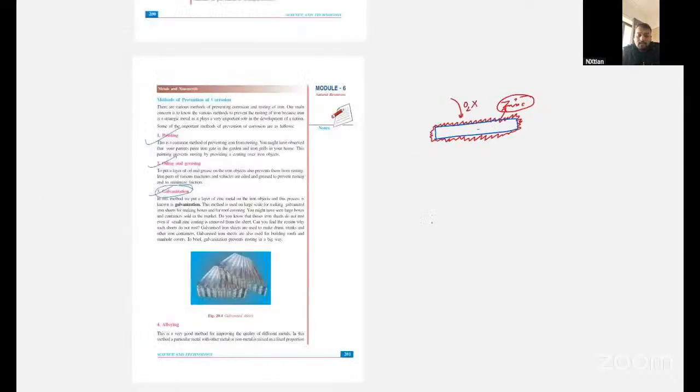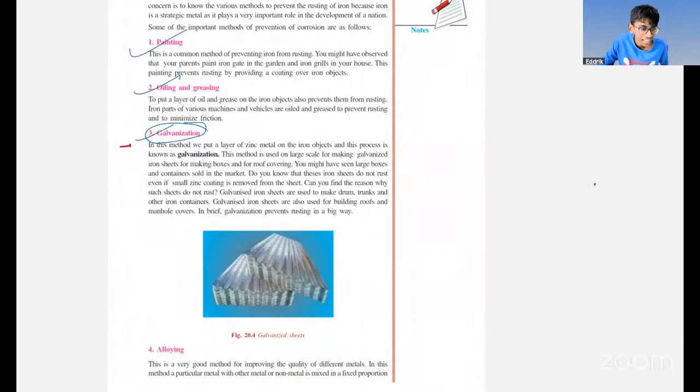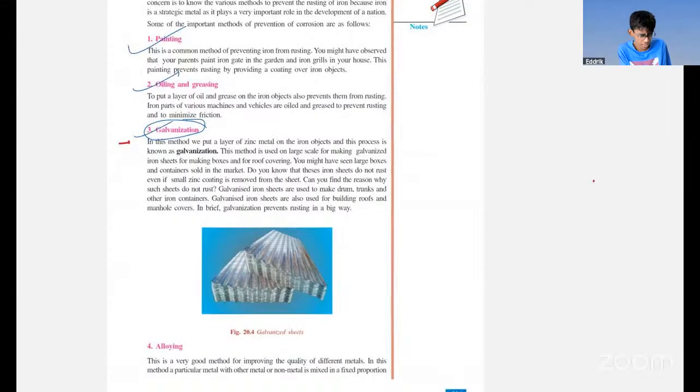So who will read? Eric will read. Eric, read this. Galvanization. In this method, we put a layer of zinc metal on iron objects, and this process is known as galvanization. This method is used on a large scale for making galvanized iron sheets for making boxes and for roof covering. You might have seen large boxes and containers sold in the market. Do you know that these iron sheets do not rust even if a small zinc coating is removed from the sheet? Can you find the reason why such sheets do not rust? Galvanized iron sheets are used to make drums, trunks, and other iron containers. Galvanized iron sheets are also used for building roofs and manhole covers. In brief, galvanization prevents rusting in a big way.